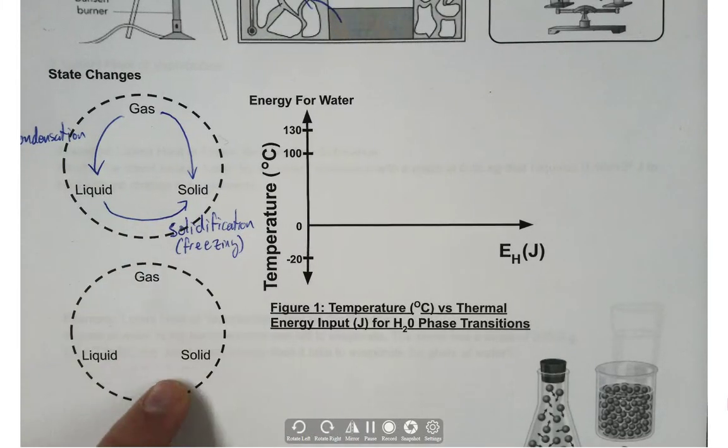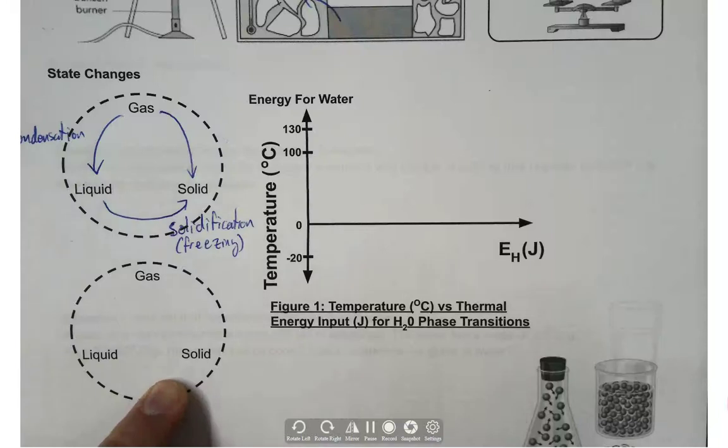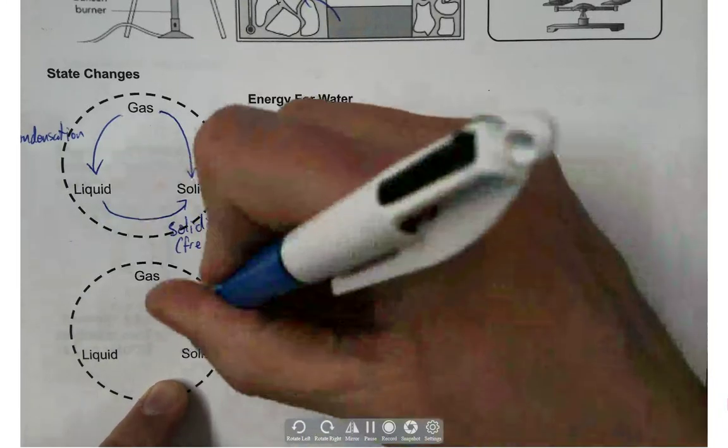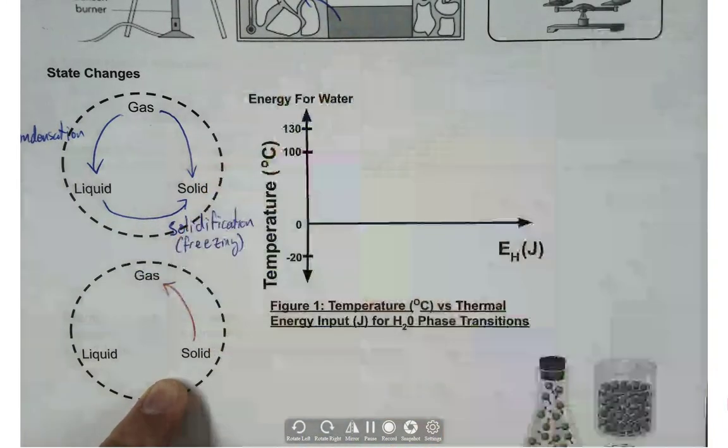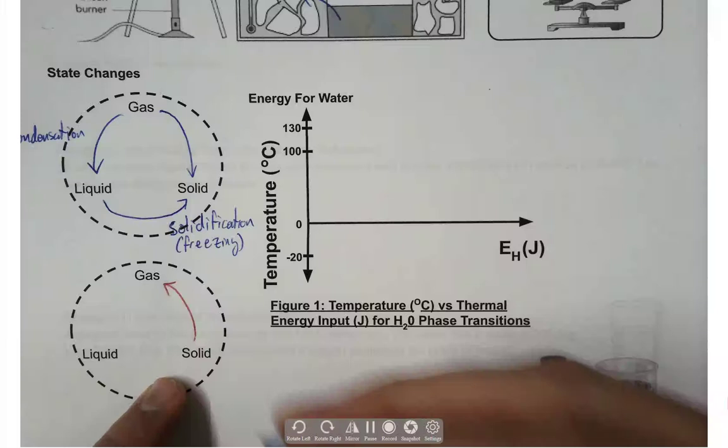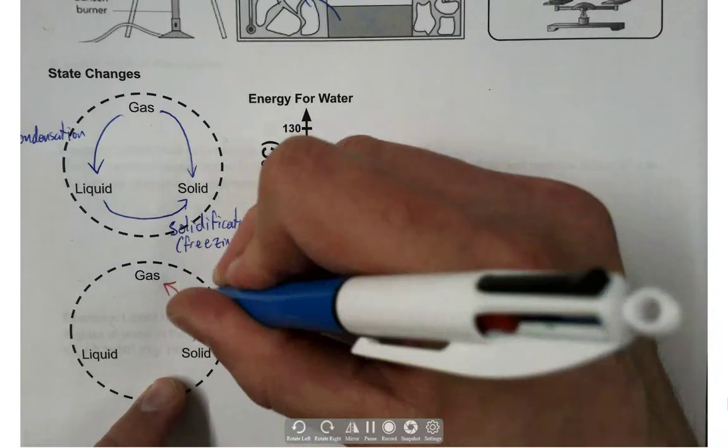You know what? I'll do this in red. When it goes from a solid to a gas, notice my color coding. Red is when things are heating up. Blue is when things are cooling down. When it goes from a solid to a gas, sublimation.